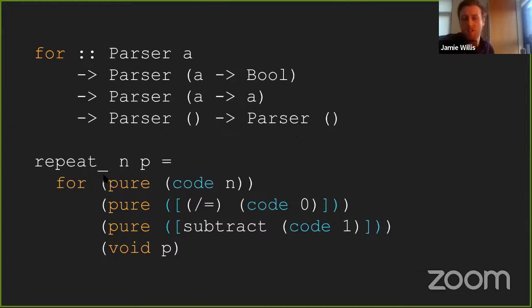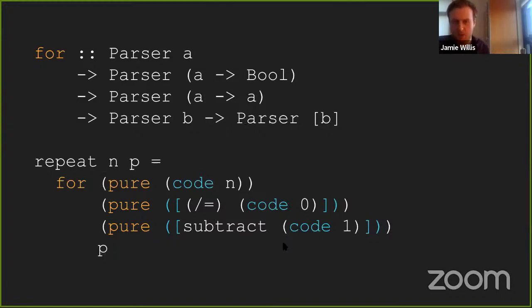So repeat underscore, which ignores the results this time, can just be done as initialize with n, while it's not 0, subtract 1, and keep doing p over and over again. And if you want a slightly different variant that maintains the results, just change it so that it builds up a list of b's as it goes. And so this is the repeat that we just defined. And I think this is a lot nicer as notation.